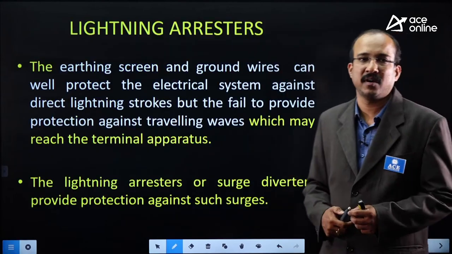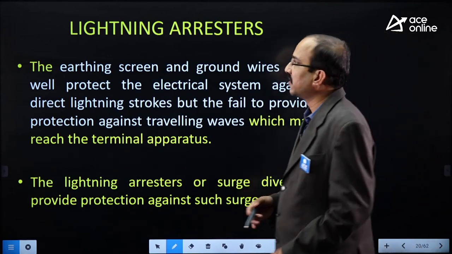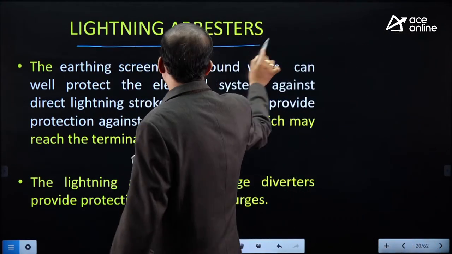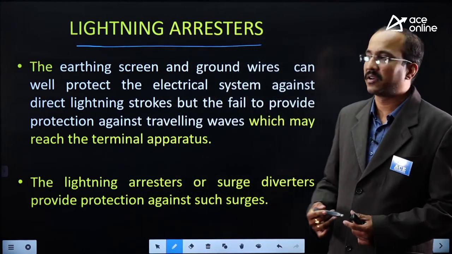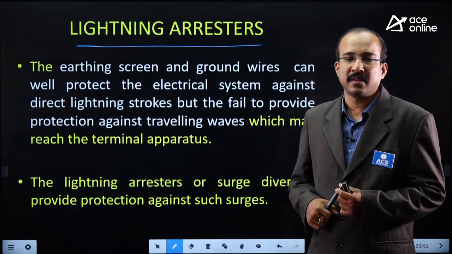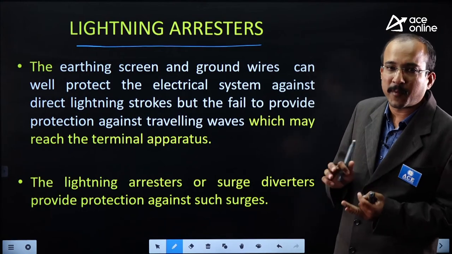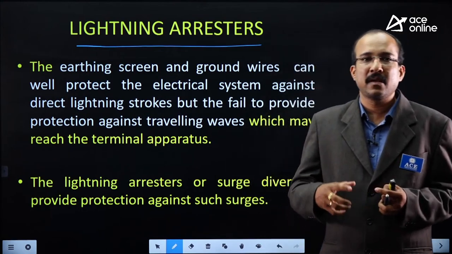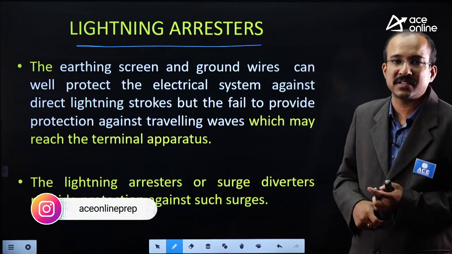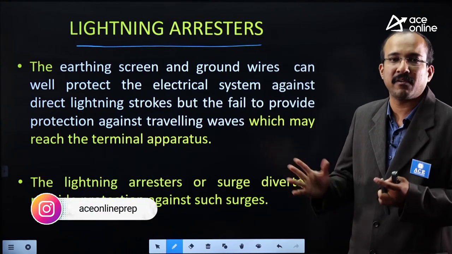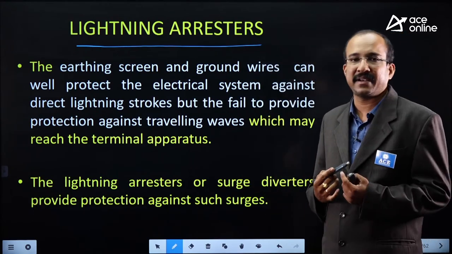Now, let us go for the important point, that is the lightning arrestor. Where to use this lightning arrestor and what is its purpose? Let us look into the details. The earthing screen and overhead ground wire will protect the system from direct lightning stroke, but they will not protect the system from traveling waves. That is done by the lightning arrestor.